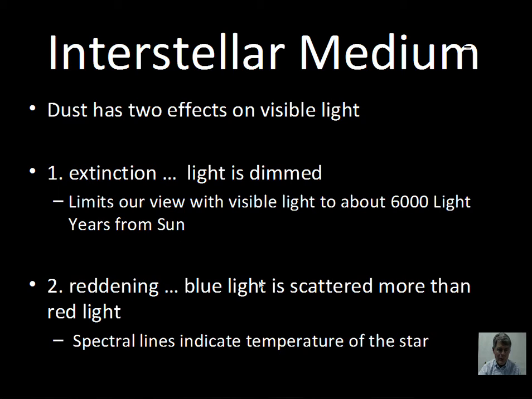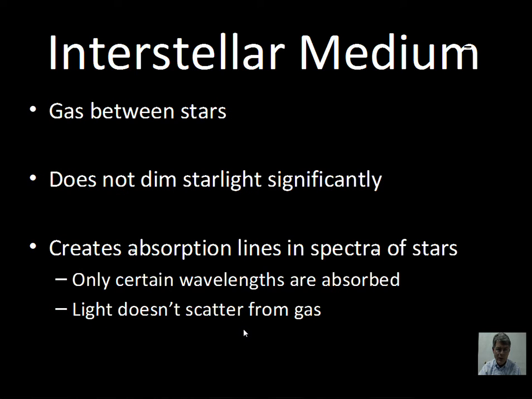Then the other thing, the reddening effect: the blue light is scattered from the starlight beams that are coming towards us more than the red. But again, studying the spectral absorption lines allows astronomers to calculate the temperature of the star. So as far as the gas, the light basically passes through the gas unless the wavelength of the light matches some transition energy gap for electrons in the gas. And when that occurs, there can be absorption lines in the spectrum of the star.